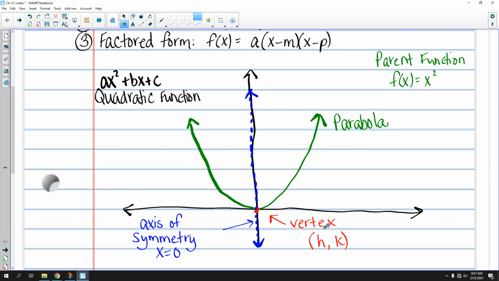The other thing we need to know is that, going back to the vertex, there's two types of vertex, okay? You could have a maximum or a minimum.